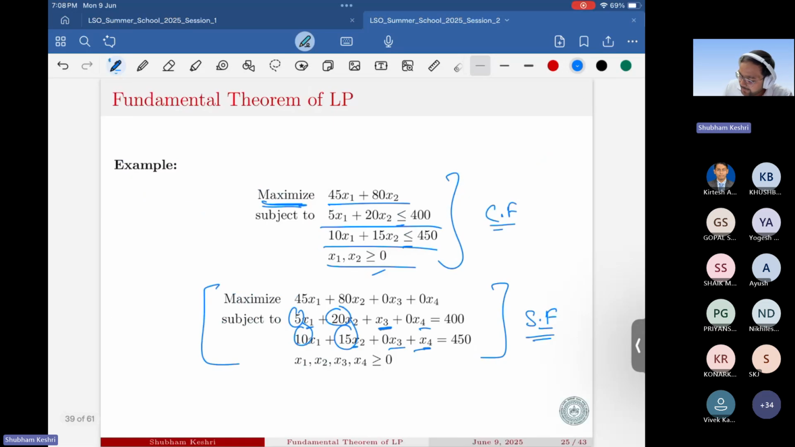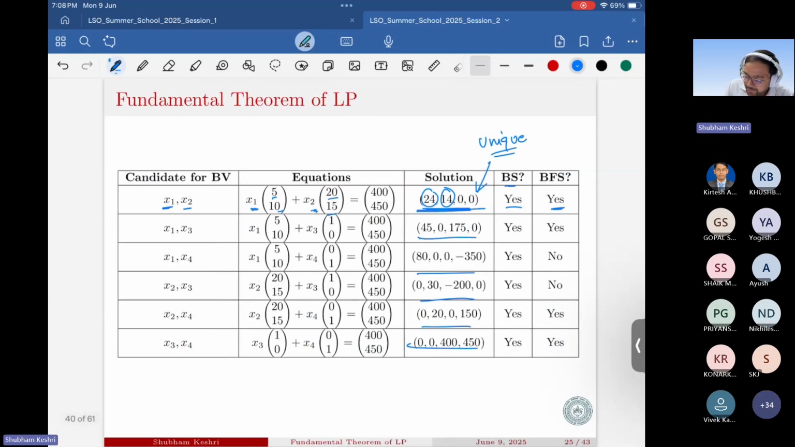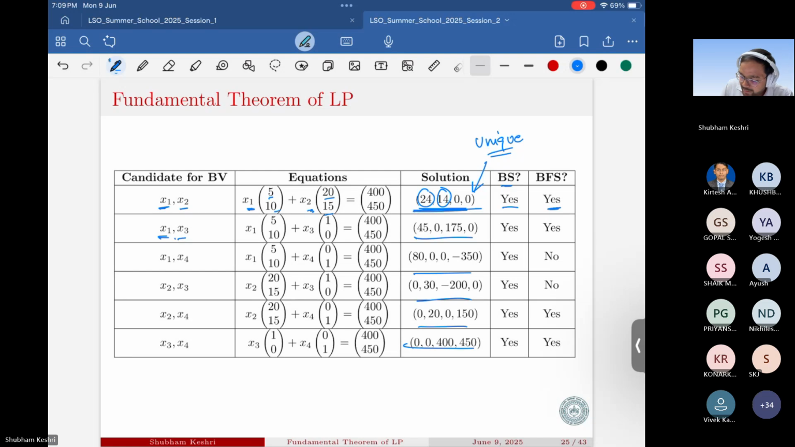Now, you set x2 and x4 as 0, and you take x1 and x3. For x1 and x3, you solve and you get a unique solution. This is a basic solution, yes, because it is a unique solution. Is it a basic feasible solution? Yes, because the non-zero components are positive. Again, you take two variables, set the others as 0, you get a solution. Is it a basic solution? Yes, because it is a unique solution. And is it a basic feasible solution? No, because one of them is negative. So in this way, you can identify what we are doing.